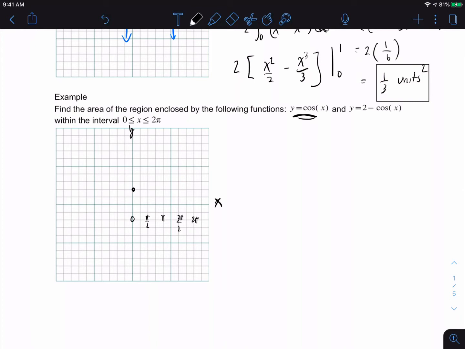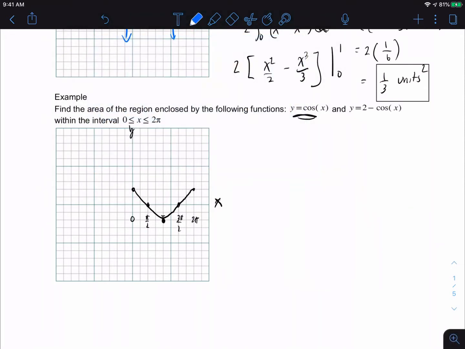Okay, so cosine of 0 is going to be 1. Cosine at pi over 2 is 0. Cosine at pi is -1. At 3 pi over 2 it's 0, and at 2 pi it will again be 1. Correct? And so my function should look something like this.